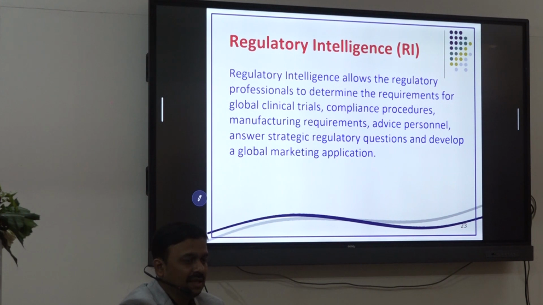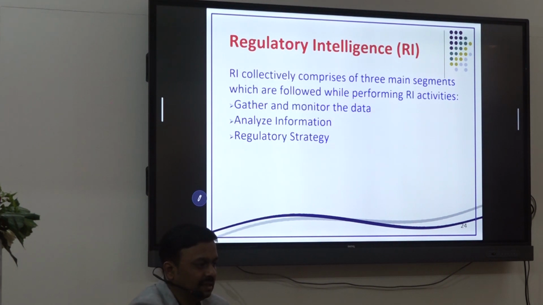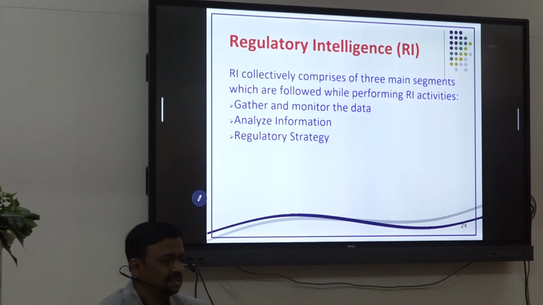Most of the companies have their own regulatory intelligence cells which perform regulatory intelligence activity, which guides the regulatory affairs professionals as well. They provide certain updates to the RA people, who can then retrospectively go and check with the different cross-functional teams and keep updating their product database. So RA collectively comprises three main segments which are followed while performing RA activities: gather and monitor the data, analyze the information, and then regulatory strategy.